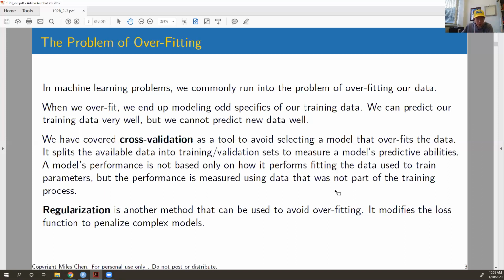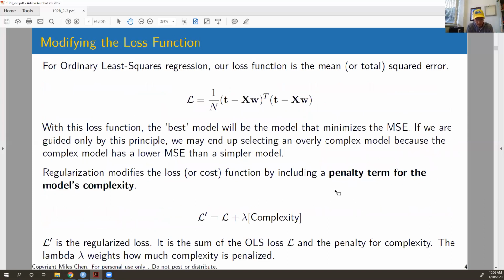The way regularization works is that it modifies the loss function itself to penalize complex models. Right now, the loss function we've been using is the ordinary least squares, or mean squared error, loss function. The way we pick our W's is that we minimize this loss function. We treat the T and the X as fixed values, and we pick the W, the weights or coefficients in our model, so that this loss function is as small as possible. That's what we've been doing so far, and that's how we say this is the best model.